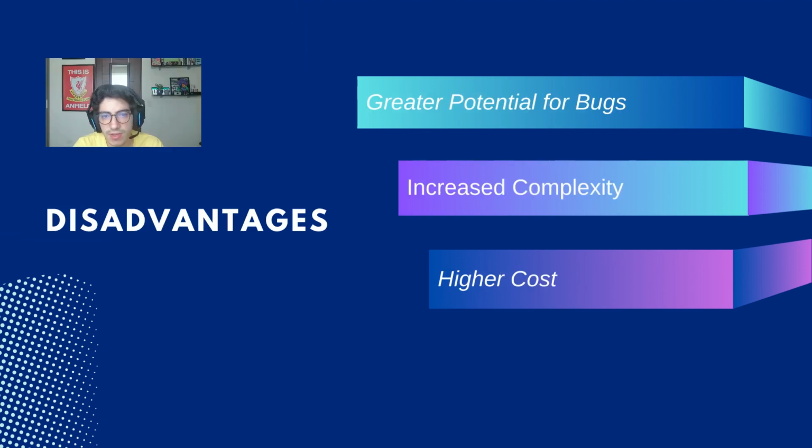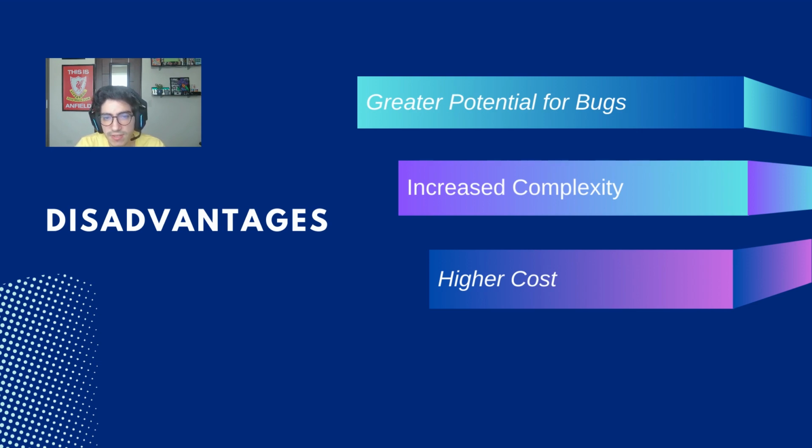So now I'm going to talk about microkernel disadvantages. The first one is that they increase complexity. Microkernels can be more complex due to the need to manage inter-process communication and coordination. This can make development and maintenance of microkernels more difficult and time-consuming.